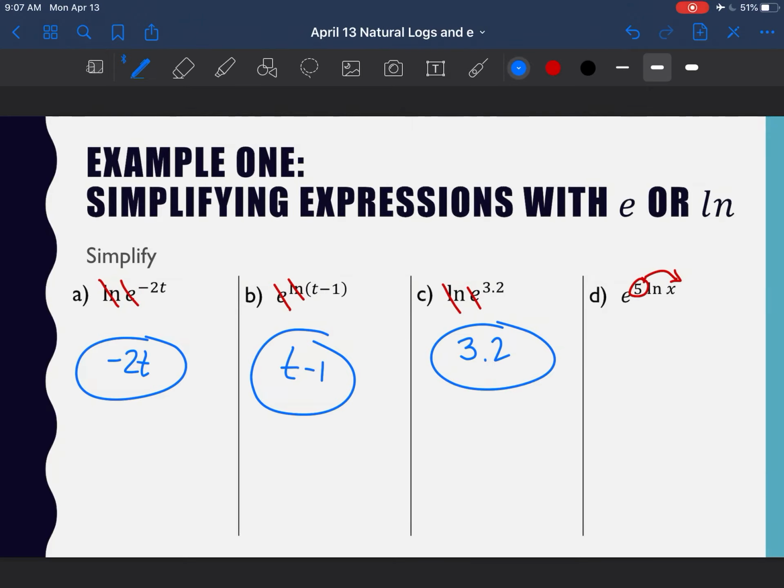So I could rewrite this to be e to the ln x to the 5th power. I move the 5 to be the exponent. And now that I've done that, the e and ln are directly next to each other, so now I can cancel them. Then my final answer is just x to the 5th. That one was different because you had the 5 sitting between them. They have to be side by side in order to cancel them out. All right, so that's just simplifying.